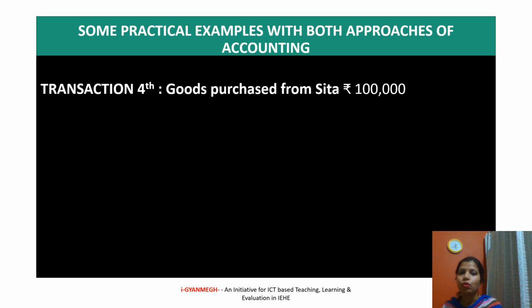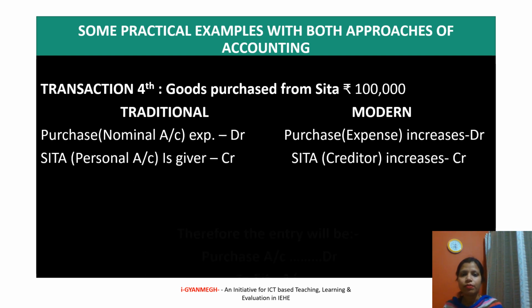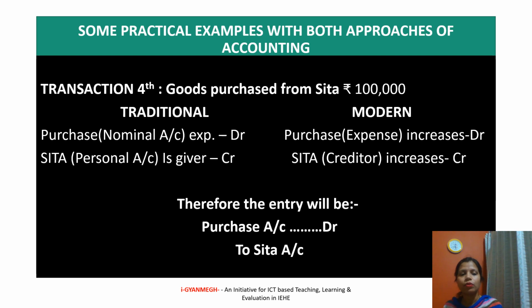transaction 4, goods purchased from Sita. It means goods अपन purchase कर रहे हैं सीता से. Entry will be purchase account debit to Sita. But according to traditional and modern approach, purchase is a nominal account. It is an expense, therefore it will get debited. Sita is a personal account. She is a giver, so it will credit.